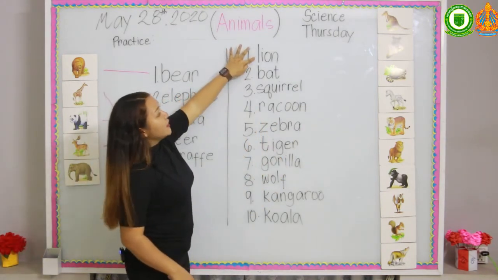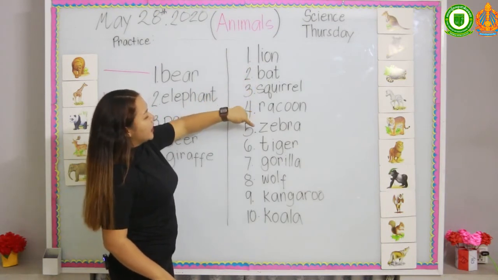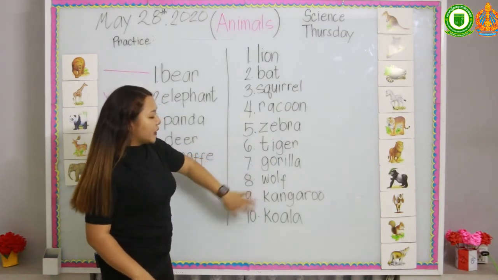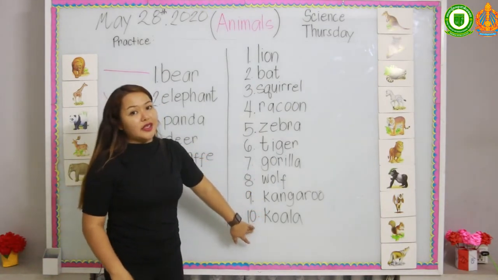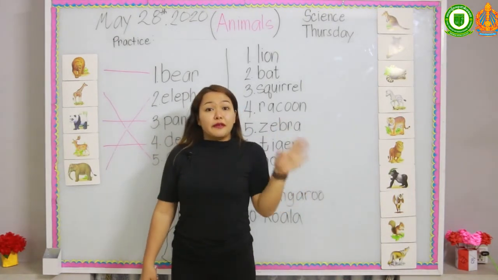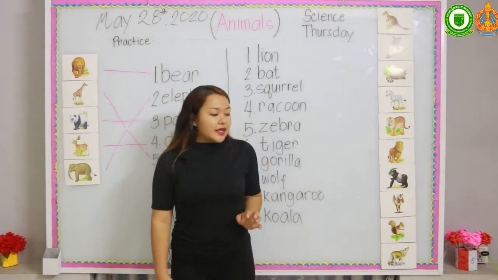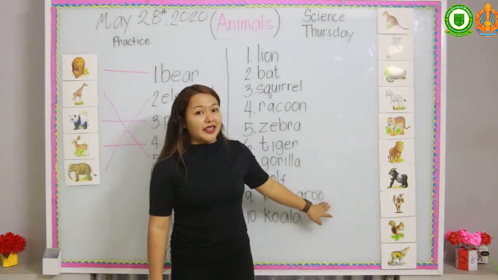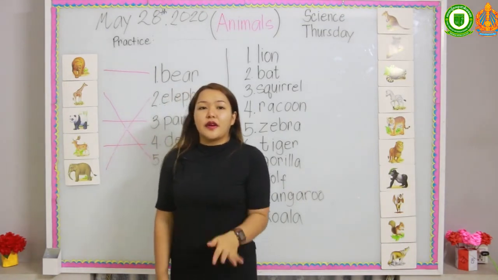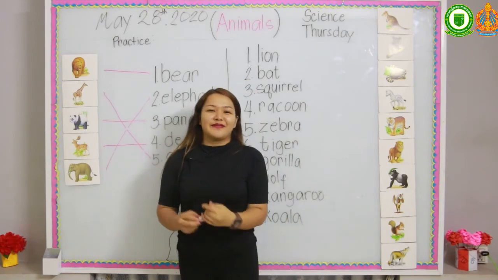We have your lion, bat, squirrel, raccoon, zebra, tiger, gorilla, wolf, kangaroo, and koala. So for you to remember, you need to go back to the first video so that it would be easier for you to answer this practice. Okay, so kids, that's for your practice. I'll see you later and I'll give you a very quick and easy homework. So I'll see you later.